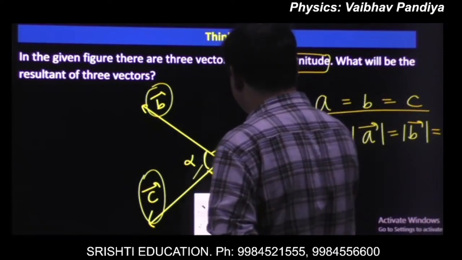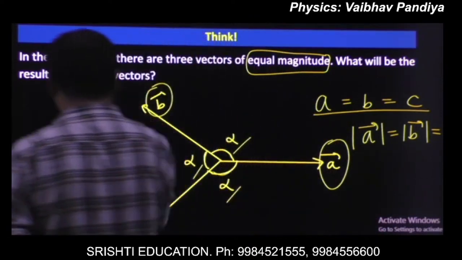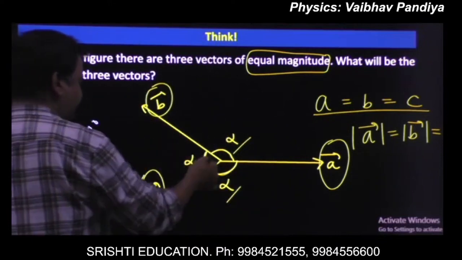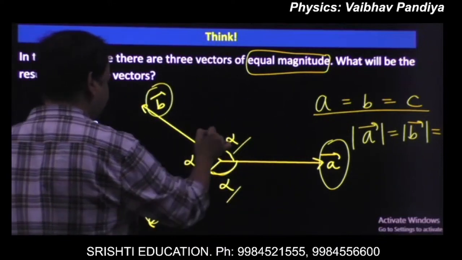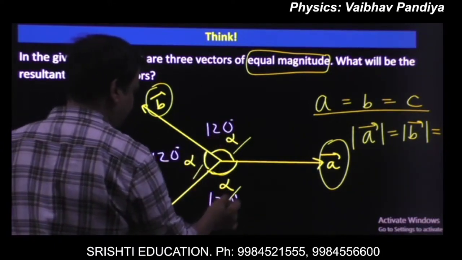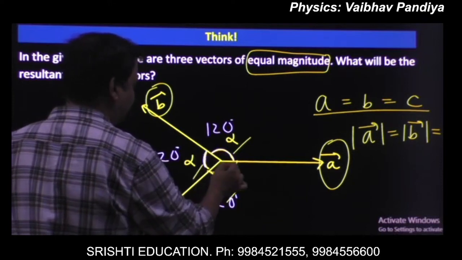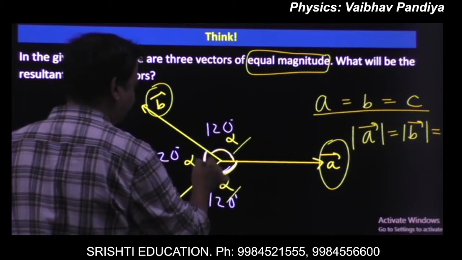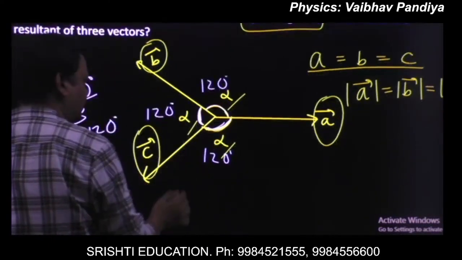So what will be the value of alpha? This whole angle about a point is 360 degrees. And 360 degrees divided in 3 equal segments, so the angle is 120 degrees. So all 3 vectors are subtending the same angle with the other one, or the consecutive ones, you can say, have the same angle, 120 degrees.